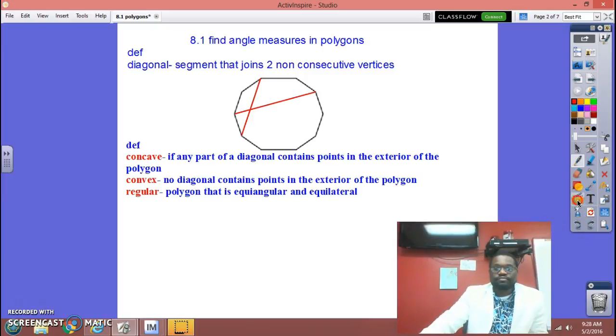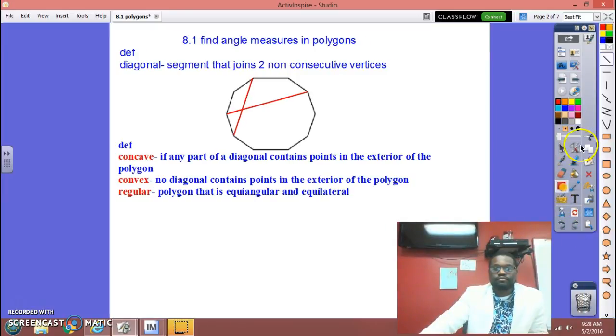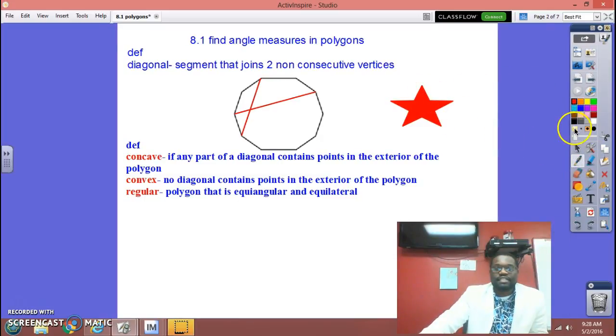So let's look. If I draw this picture right here, notice if I take a diagonal, like those two vertices are consecutive and this one is not. You see how it's outside of the figure and these are on the inside? This is called a concave figure and this one is called a convex. Basically the difference is all the diagonals are inside in a convex, it's like whole all together, and in the concave there's parts that are outside where you can draw a diagonal and be outside of the figure.